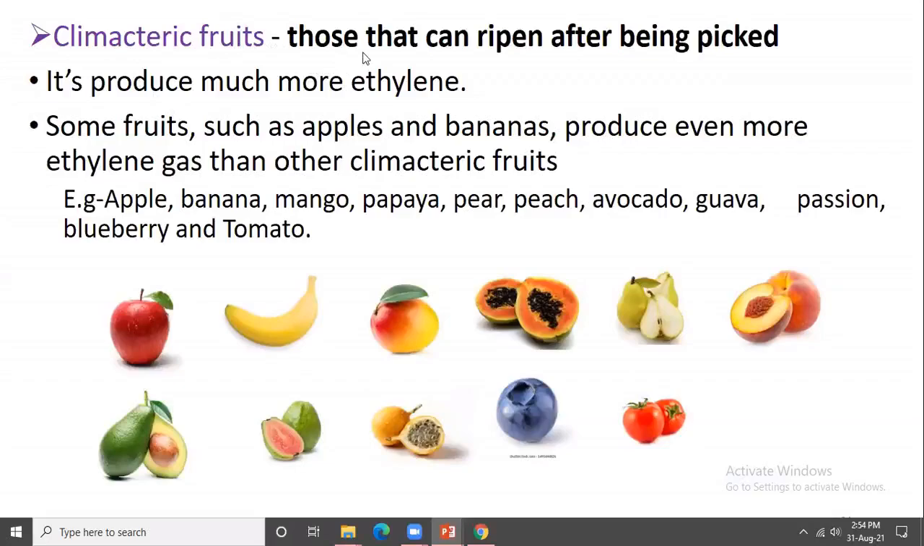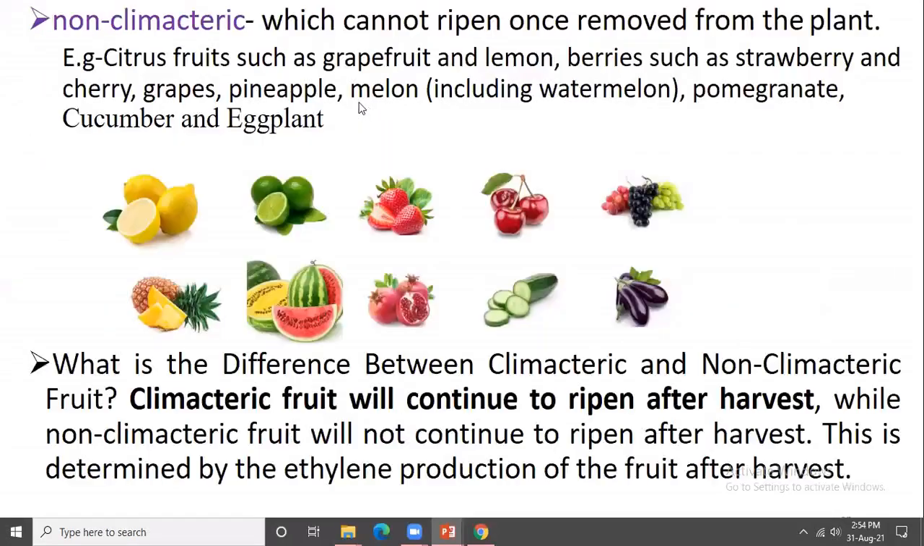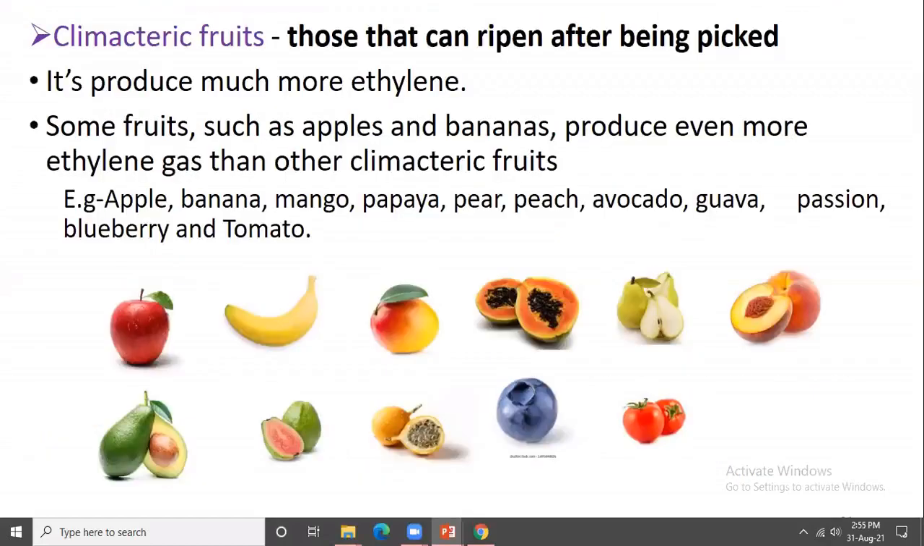Climatic fruit means those that can ripen after being picked. The fruits that ripen after being picked or harvested are climatic fruits. Non-climatic fruit means those which cannot ripen once removed from the plant. After removal, they do not ripen. Climatic fruits ripen even after harvesting. They produce much more ethylene, but non-climatic fruits do not produce ethylene.